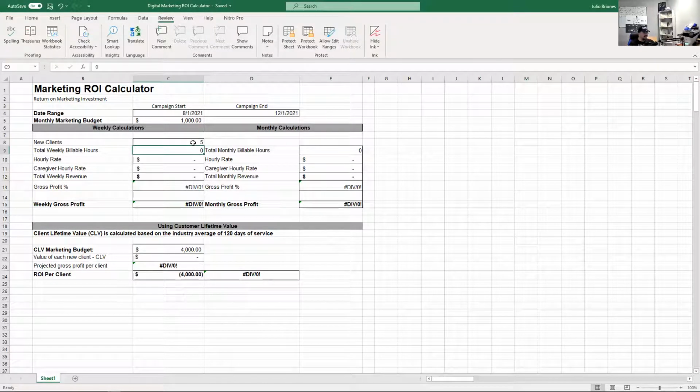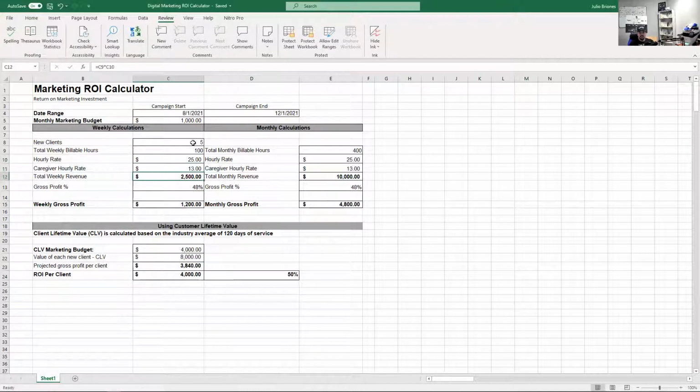And let's say it averaged out to weekly billable hours. A couple of clients went bigger, a couple of clients went smaller. So let's say the total billable weekly hours for all 5 clients was 100 hours. Okay, let's just say they got 20 hours a week, and we're billing out at 25 bucks an hour, and paying our caregivers, let's say, 13.